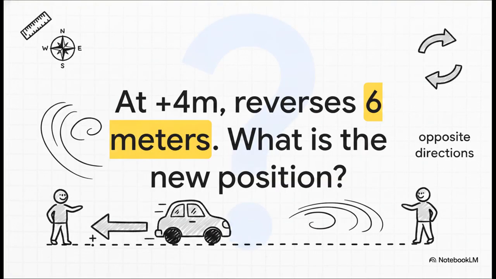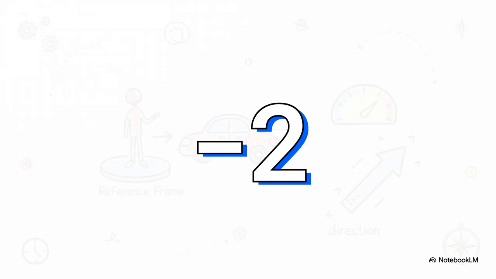Let's step things up a bit to Level B. So, the car is currently sitting at positive 4 meters. It suddenly reverses and travels 6 meters in the opposite direction. What is its new position? Remember to apply that handy math rule for opposite directions on a number line. The new position is negative 2 meters. Think about it like this. If you're starting at positive 4 and you move 6 meters in the opposite, negative direction, you're going to cross right past that 0 mark at the door and land at negative 2. You're effectively just doing the math problem 4 minus 6.